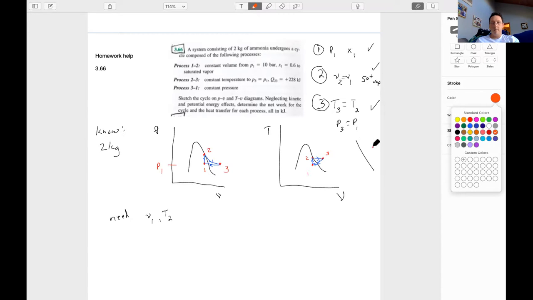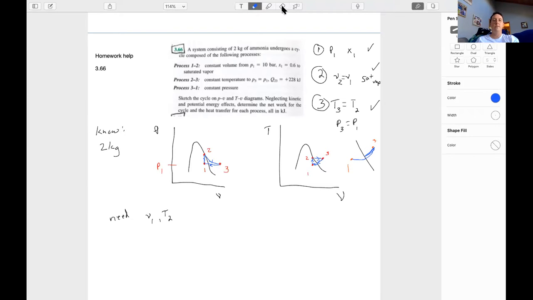Here's state 3. Here's state 1. And then the curve from 3 to 1 should look something like this. It should be kind of like, oh, that's terrible. Up. And then it should be constant over. So it should go like that. I managed to make it worse. That takes real skill.